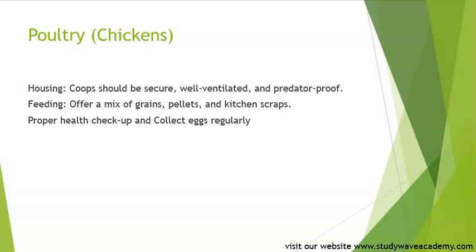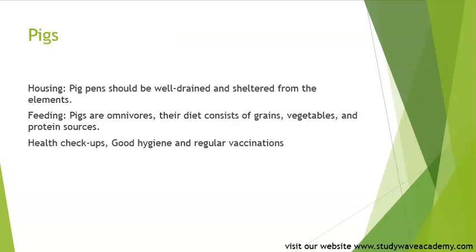Good. So the next animal we are going to be looking at is pigs. How do we take care of pigs? Housing. Pig pens should be well drained and sheltered from the elements. Provide a clean, secure pig pen or shelter with enough space for pigs to move around comfortably. Ensure the pen offers protection from extreme weather such as rain, sun, cold. Ensure proper drainage in the pen to prevent mold and standing water.